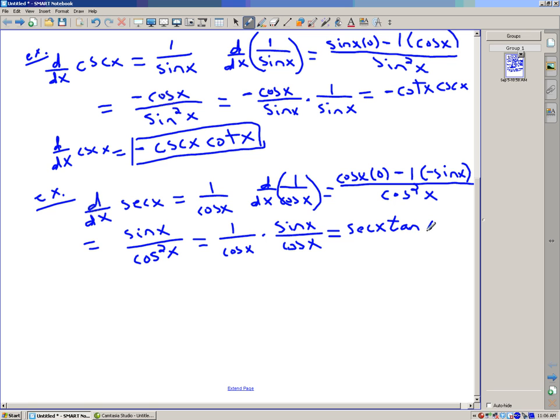And so the derivative of secant, oh, my dog wants his tennis ball. Hold on, Cole, I'll get your tennis ball.